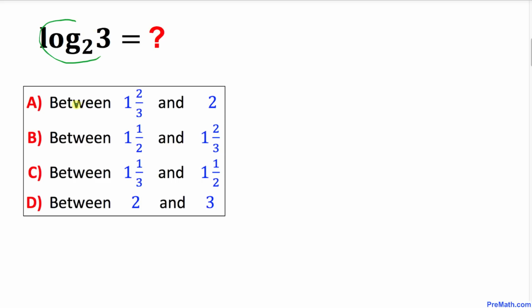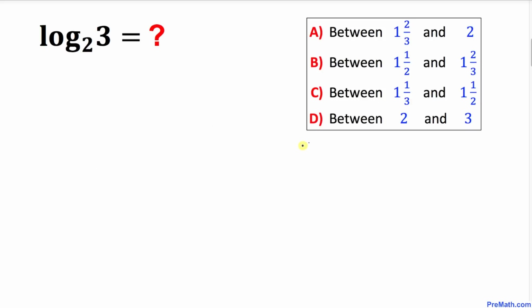falls into. A part between 1 and 2/3 and 2. B part between 1.5 and 1 and 2/3. C part is 1 and 1/3 and 1.5. And finally D part between 2 and 3. So let's go ahead and get started with the solution.